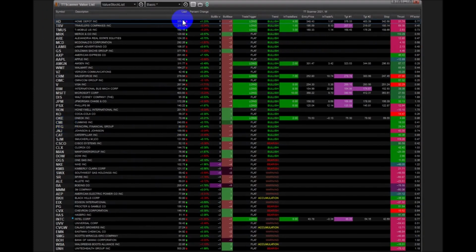And then lastly, we have the value list. And here under the value list, you can see this is weekly. We have Home Depot, Travelers, T-Mobile, Amgen. We've got Salesforce, IBM, Microsoft, Walt Disney, JP Morgan Chase. Make sure I got that. Yep. Phillips 66 and ONEOK Inc. All solidly bullish.